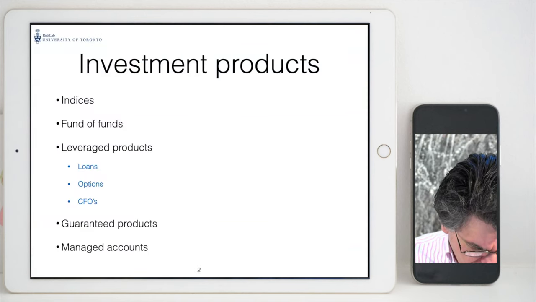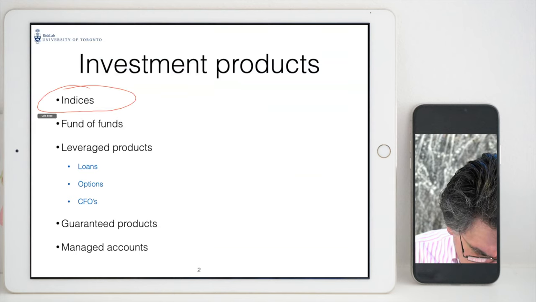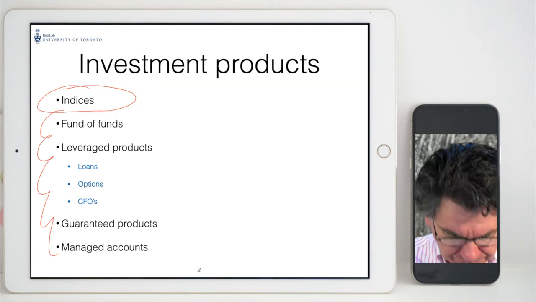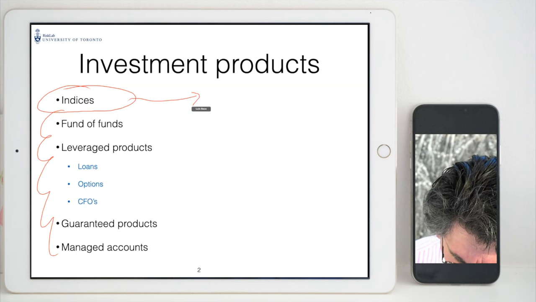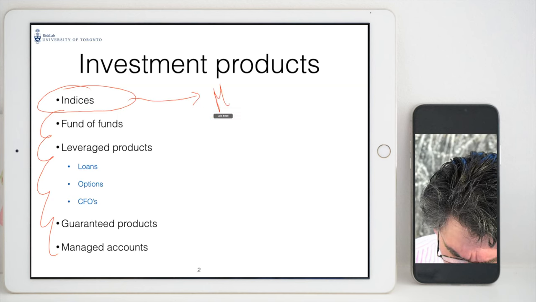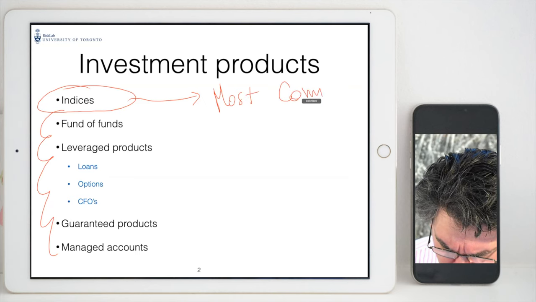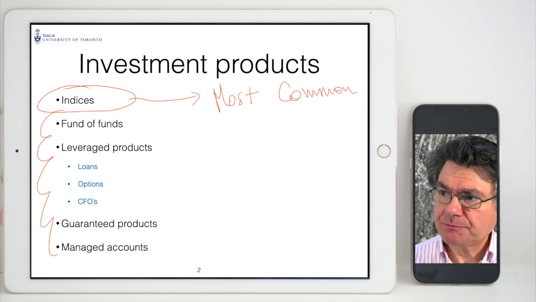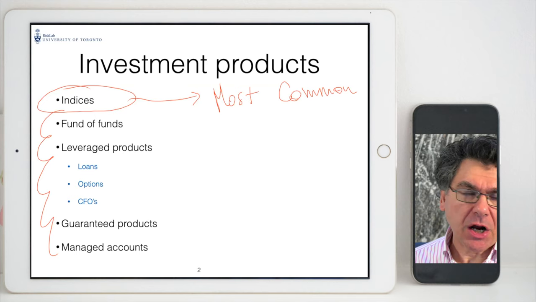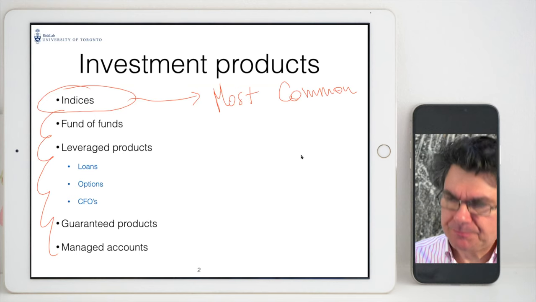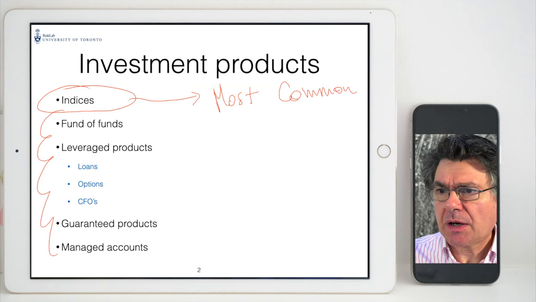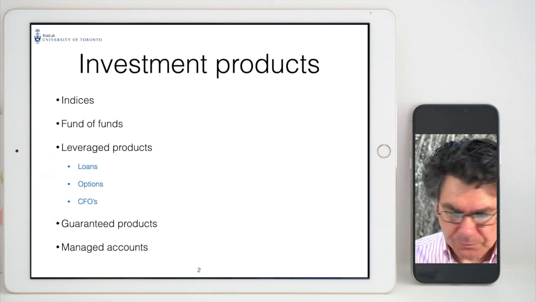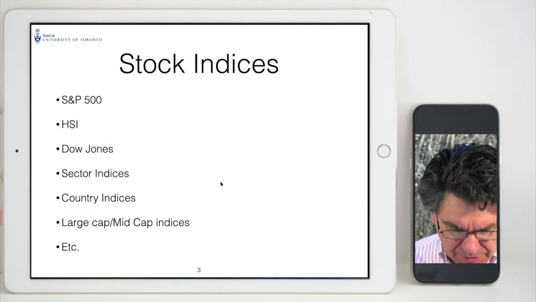There are a lot of investment products that one can create. Today I'm going to be focusing on the indices, which is the most common of the investment products. And I want you to understand what they are, and I want you to understand why they are the most common. In order to do that, I'm going to move to, let's see, a few things.